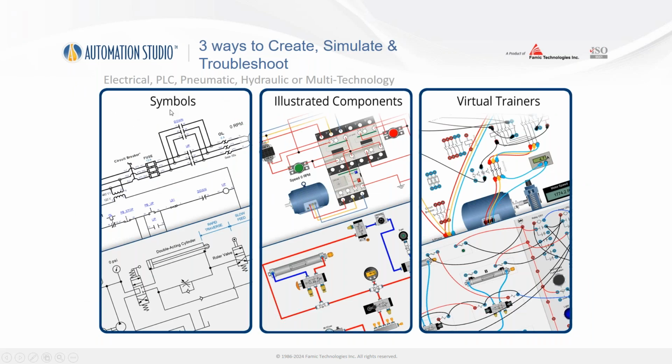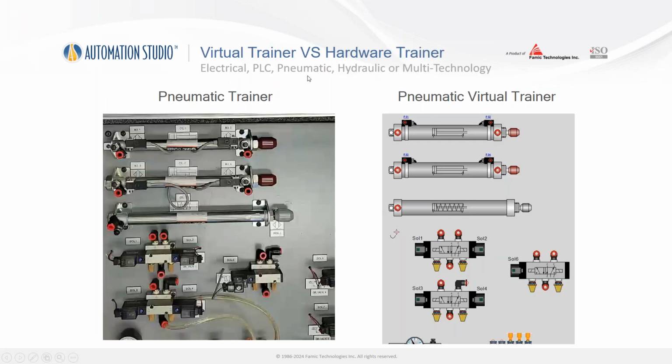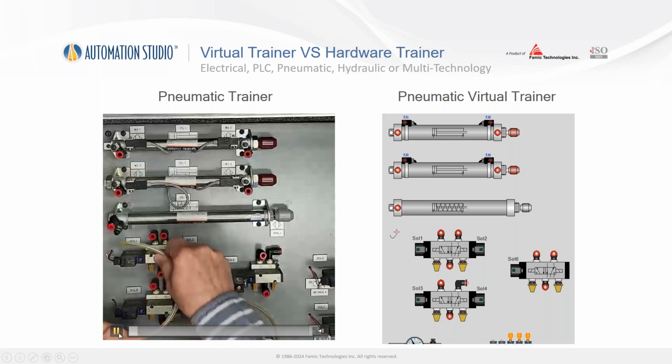Automation Studio lets you create your circuit in symbolic form, in the form of illustrated components, or as virtual trainers. All these possibilities are available in Automation Studio. So Automation Studio is advantageous over a hardware kit. This is just a video recording, I will start that one.